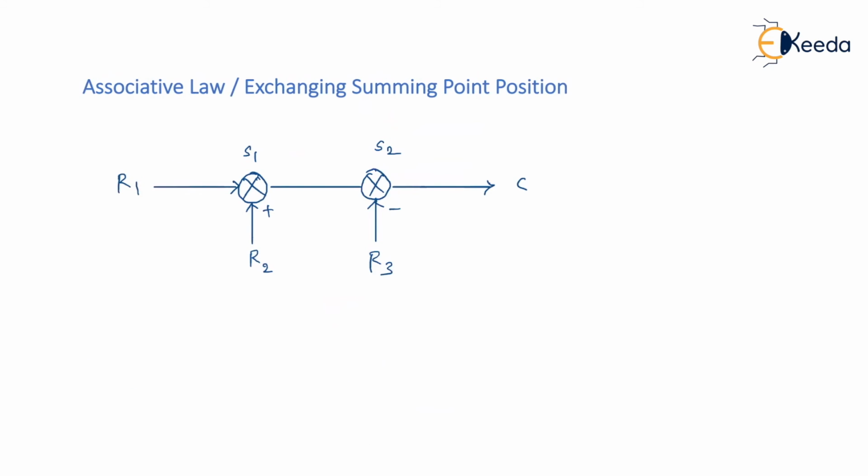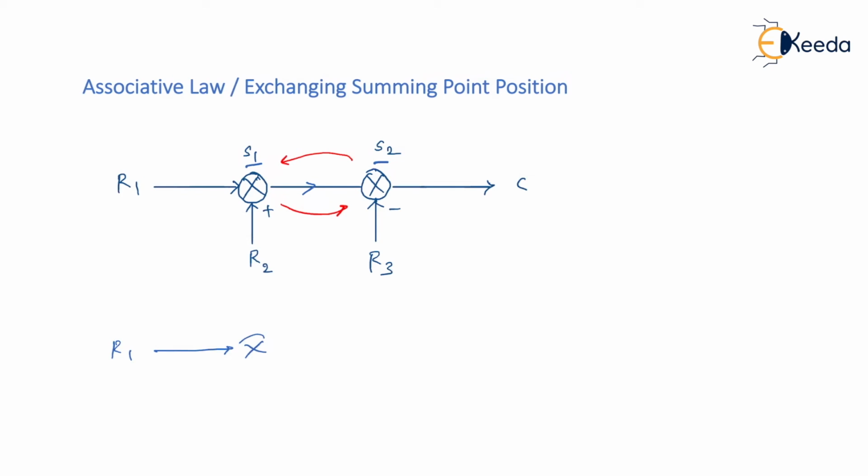So we have a last law here called the associative law, also called exchanging summing point position. So we'll see. Whenever rule says you have such summing points connected in a cascade way, that is output of summing point 1 is connected as input of summing point number 2. So this S1 and S2 indicate summing point 1 and summing point 2. Then by rule, you can exchange their positions. So we'll see after exchanging the position how it will look like. It will look like this.